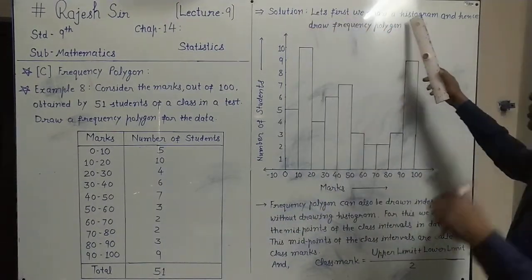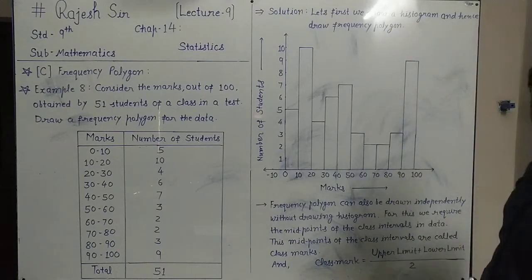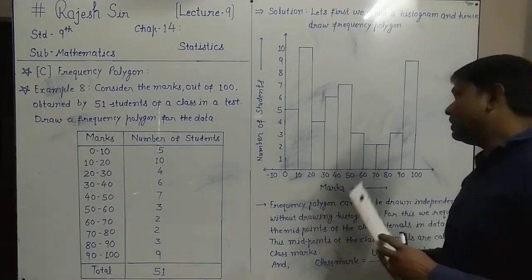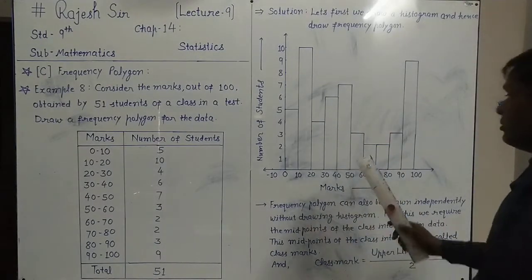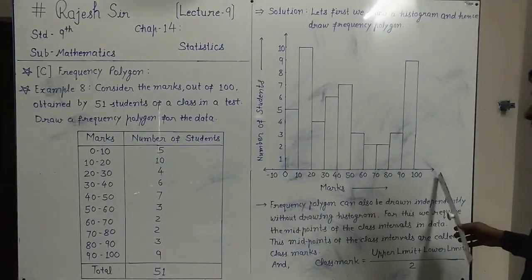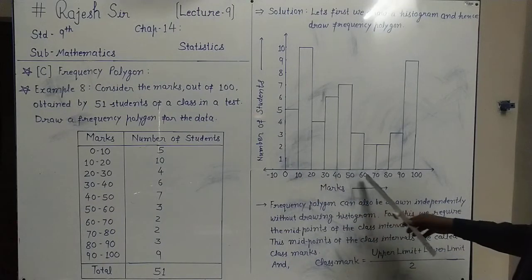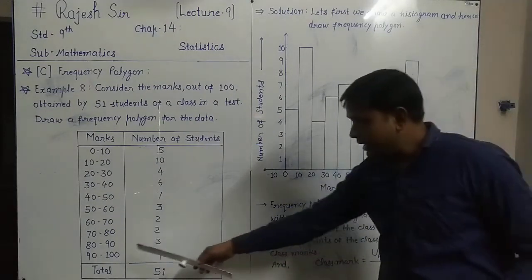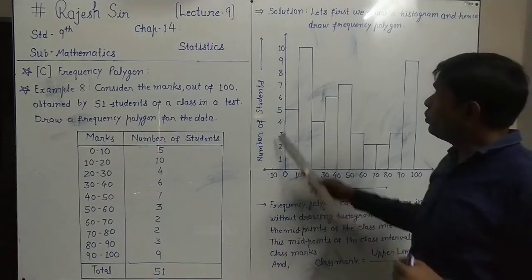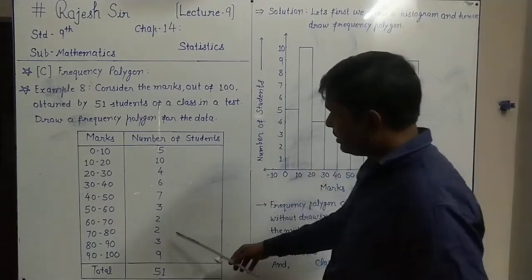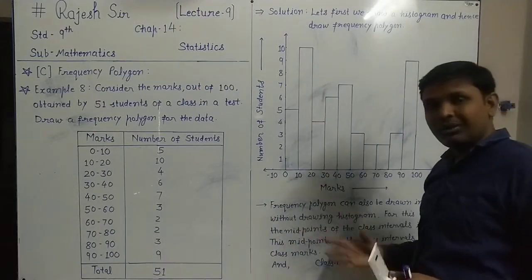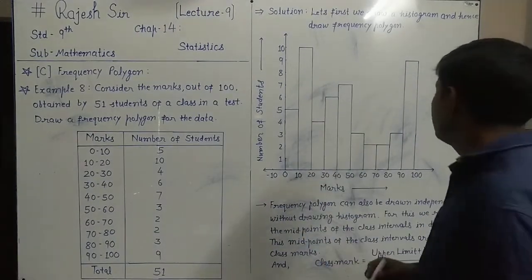Solution: first we draw a histogram and hence draw the frequency polygon. On the basis of that we can draw the frequency polygon, very easily. For the histogram, as we know, the classes 0 to 10, 10 to 20 and so on we show on the x-axis: 0, 10, 20, 30, 40, 50, 60, 70, 80, 90, up to 100, with gaps of 10. On the y-axis we show the number of students, from minimum to maximum 10. So we take 1 centimeter equal to 1 student, and that will be no problem.